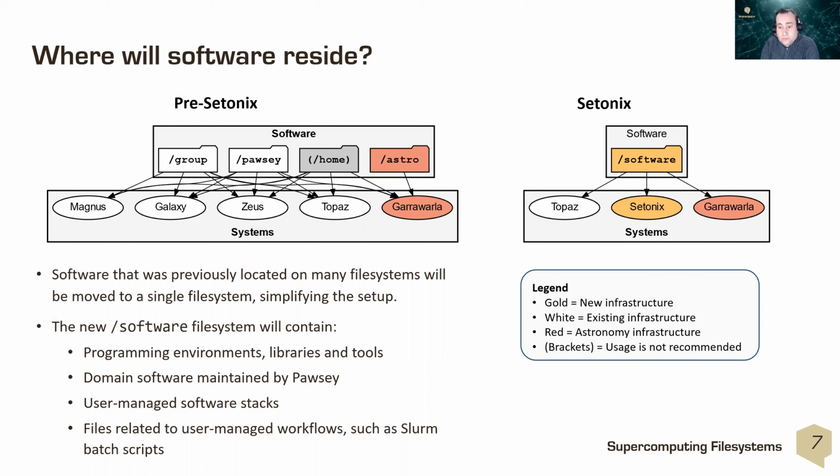The kinds of things you should be putting in /software are things like programming environments, libraries and tools, domain software that we provide through the Pawsey staff, as well as your own user-managed domain software stacks. It's also a good place to keep Slurm batch scripts and other files that you use to manage your workflows, particularly if you have template versions of them that then get copied for individual jobs that you're running on the system.